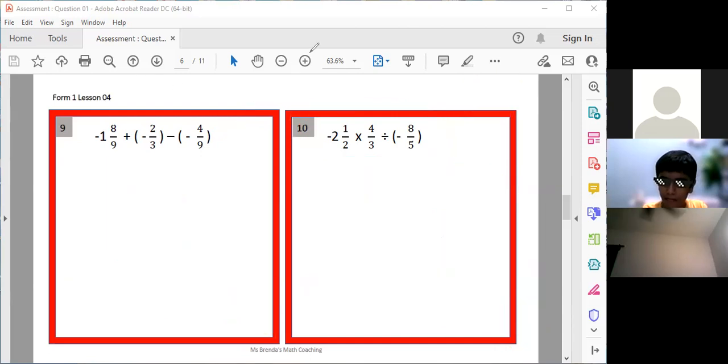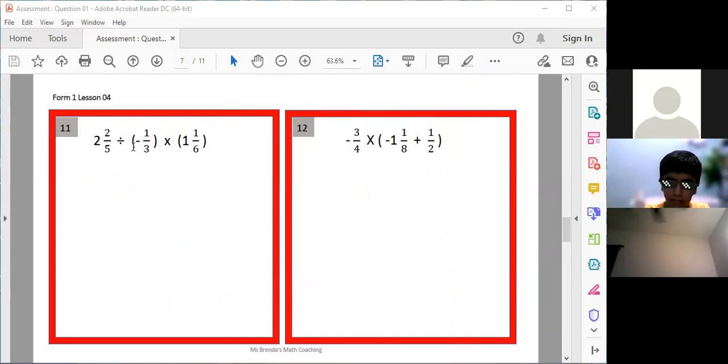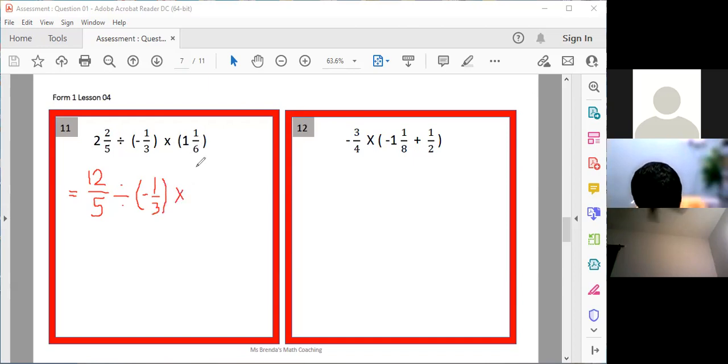We go to number 11. Okay, here, division first, then multiplication. So do the division first, then only you do the multiplication. Got it? But before that, change everything to an improper fraction. So 2 times 5, 10, 10 plus 2, 12 over 5. All of you do on your side as I'm doing now. Divide by negative 1 over 3 and then multiply by 7 over 6. That's it. I changed it to improper fraction.